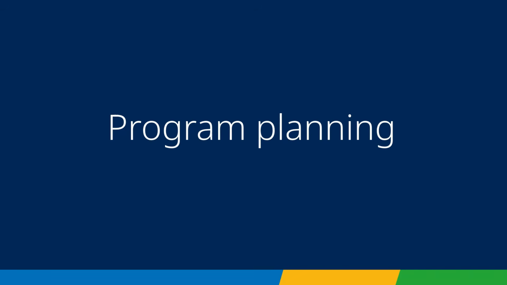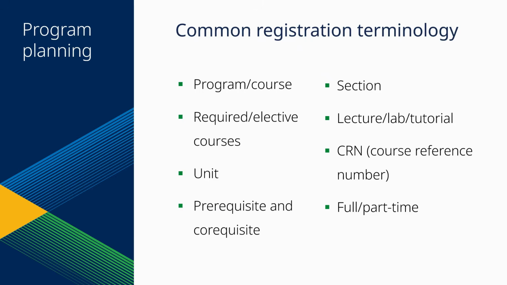Program planning. Some common registration terminology would include program versus course. Program is the overall degree or diploma you are working toward. For example, a Bachelor of Science in Biology would be considered a program. And then a course is an individual unit of study within a subject. For example, Biology 184 is a course within the biology program.